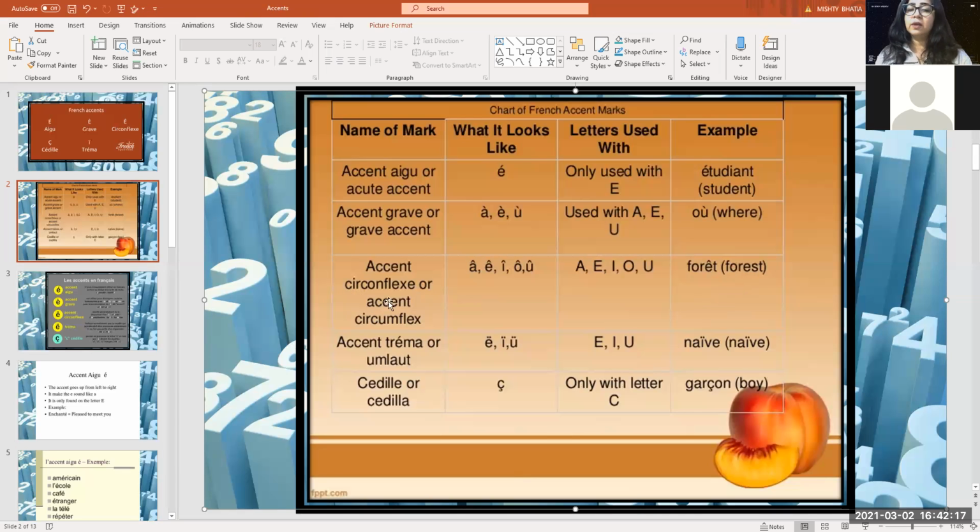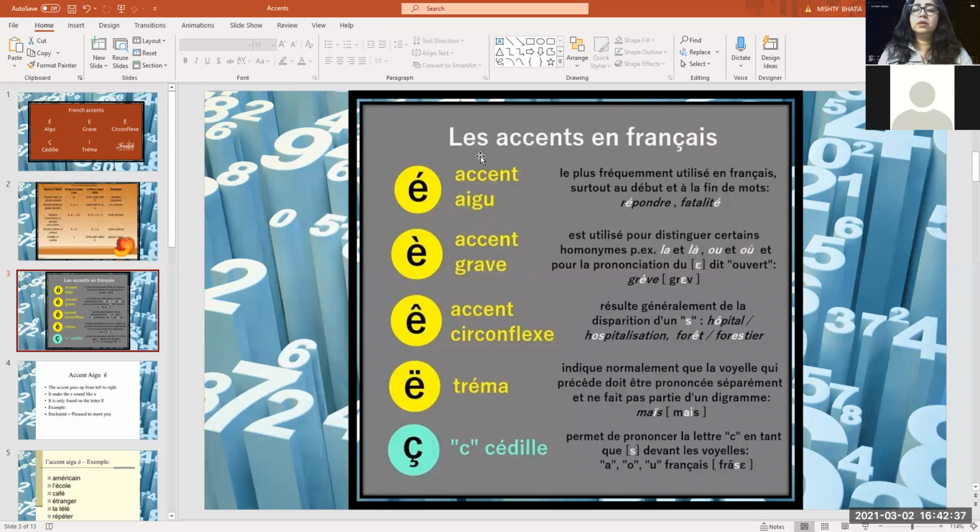And next one is circumflex. There is a story behind why we use this accent. First I will tell you that story, then you will be able to understand this. I'm moving to the next slide. On this slide, you will find more information related to these accents.